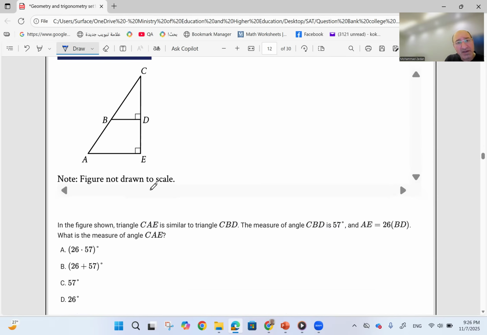I have a triangle drawn inside it. BD is parallel to the base AE. These two triangles are now similar. In the figure shown, triangle CAE is similar to triangle CBD.